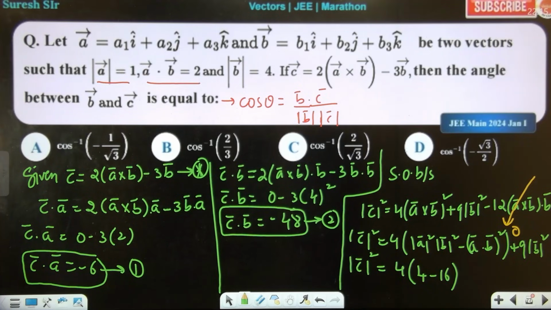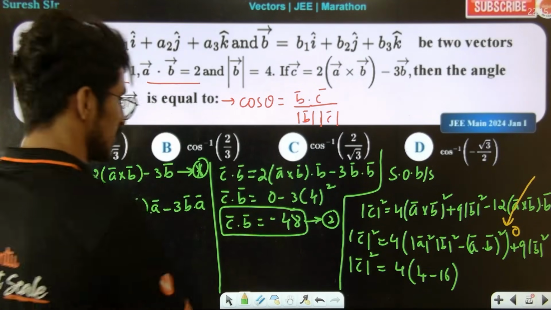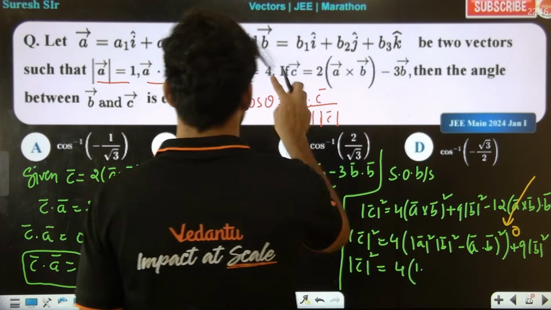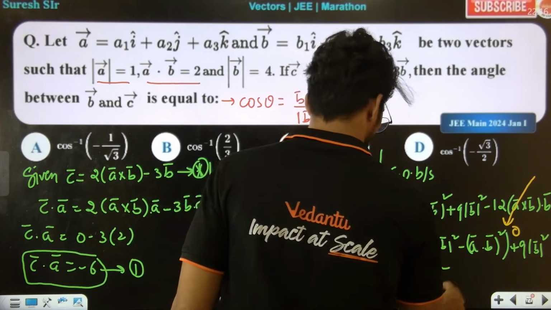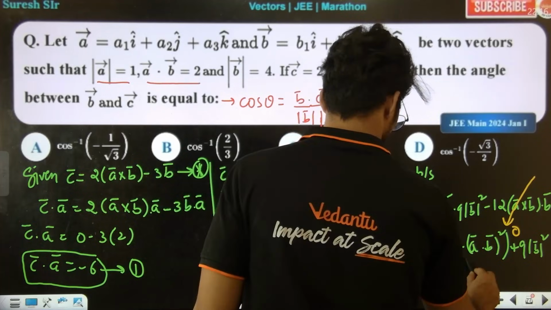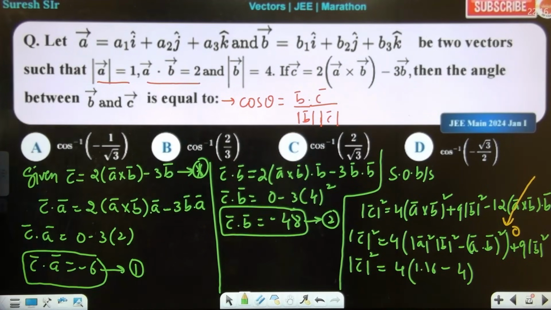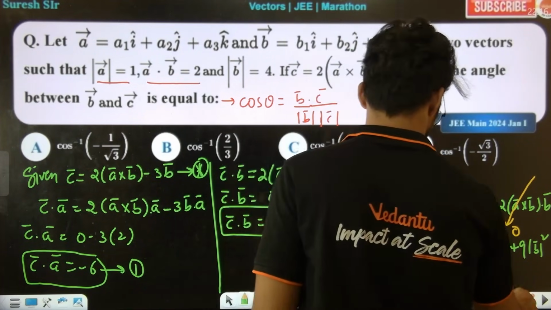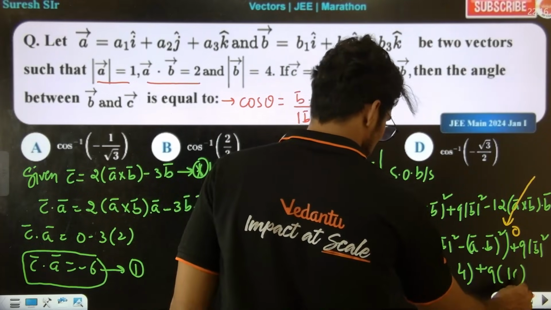Sir, I have one doubt. Here 16 will come, na. Check here. This magnitude of A is 1. Magnitude of B is 4, so B square is 16. Minus A dot B whole square is 4. So this is going to be 48. Magnitude of C square is going to be what? 48. You understand? Plus 9 times B square, which is 16. Yes or no, people? Just be careful here.